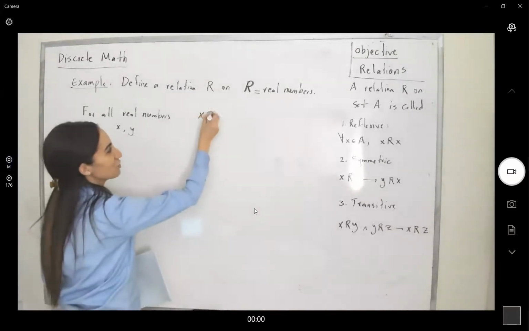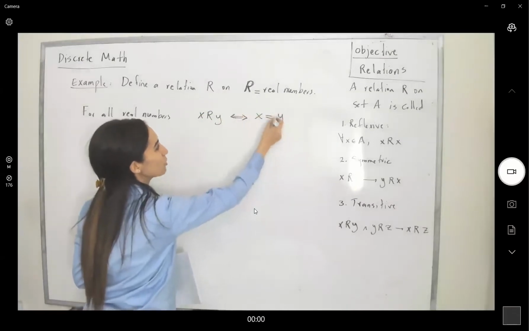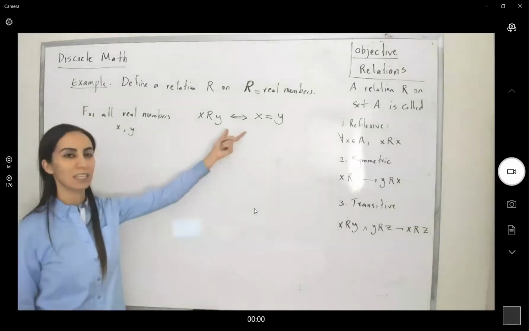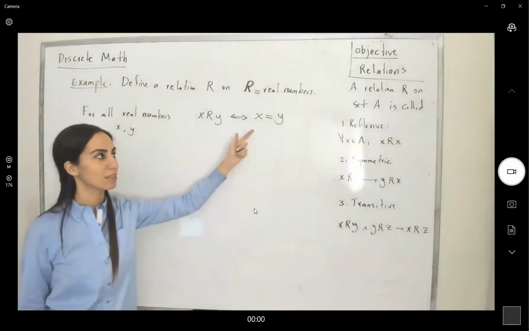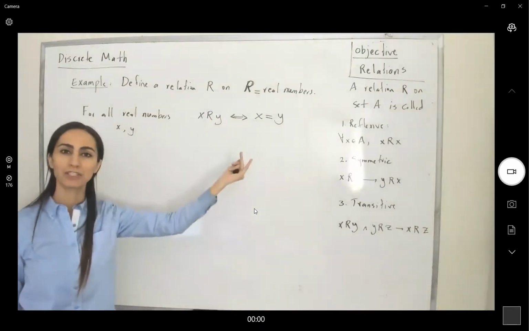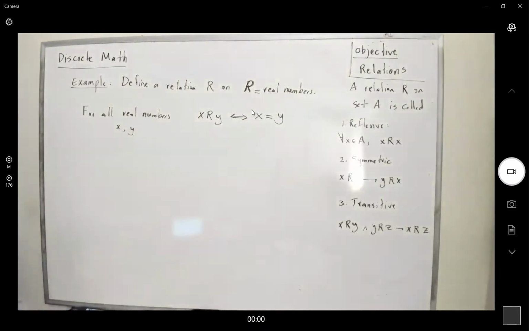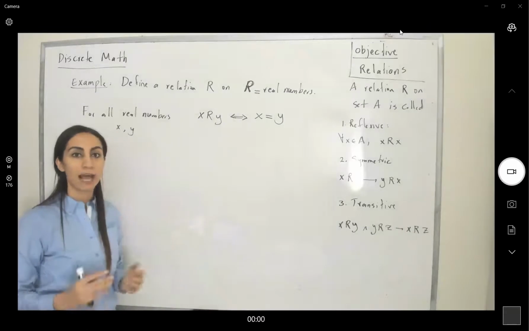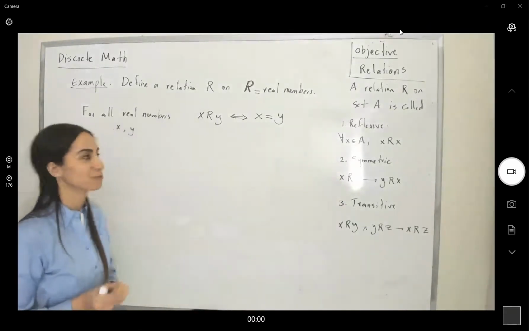X is in relation with Y if and only if X is equal to Y. We want to investigate to see if this relation, which we define as equality, is reflexive, symmetric, or transitive. Okay, this relation that is defined as equality is actually reflexive, symmetric, and transitive.